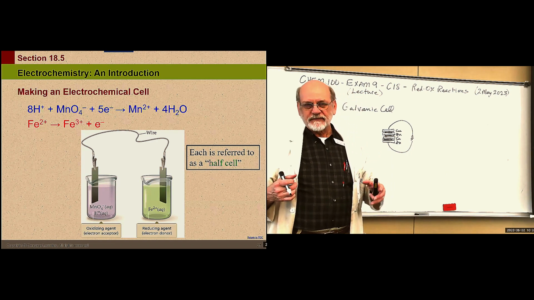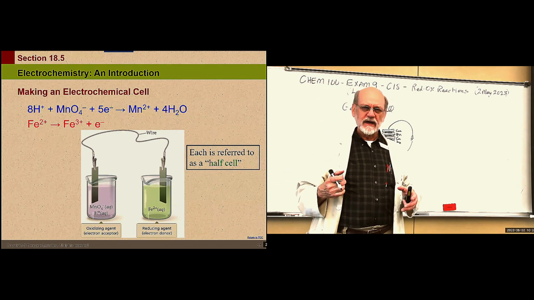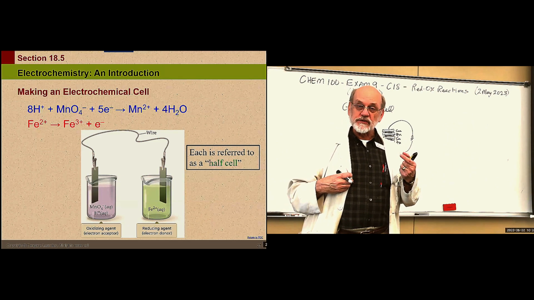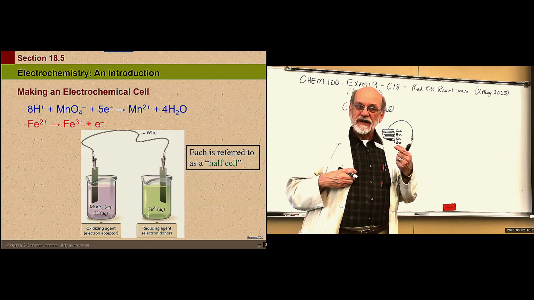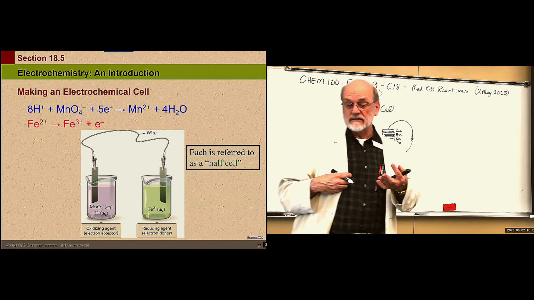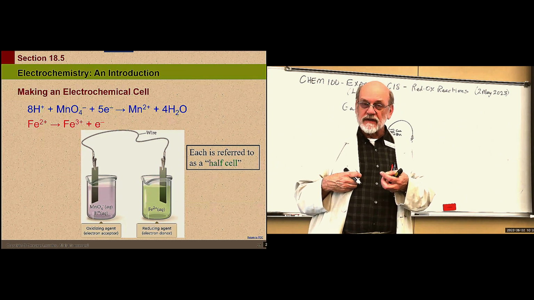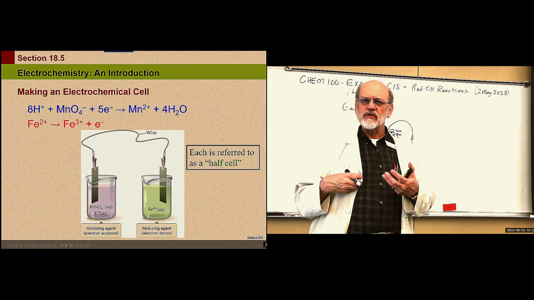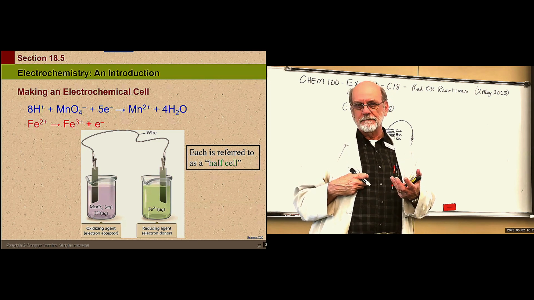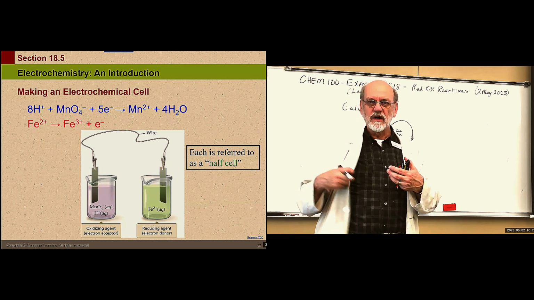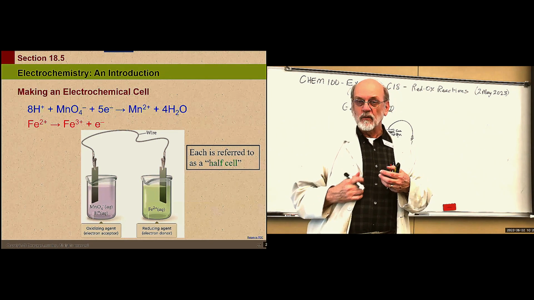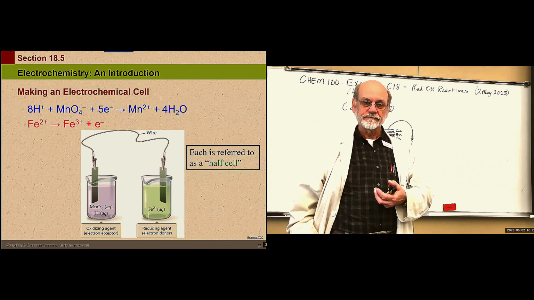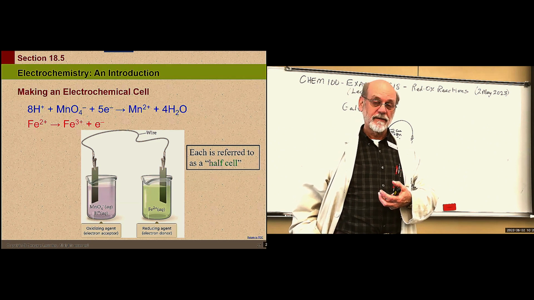And notice that on the left-hand side, manganese is being reduced, but there's no metal involved, right? The electrode, that flat piece that goes into that solution, is not involved in the reaction. So we typically use something that's inert, like platinum, palladium, or nickel chromium alloy, that won't react with the particular chemicals in that half cell.